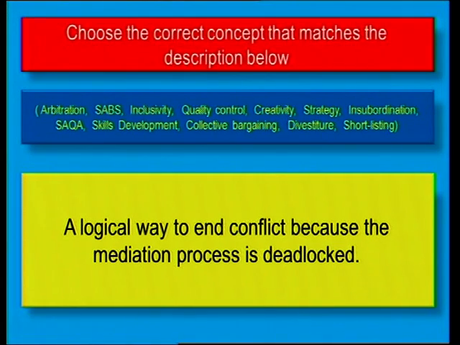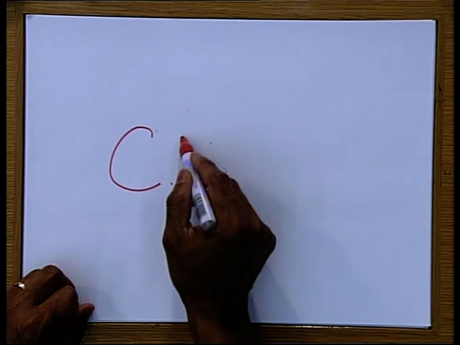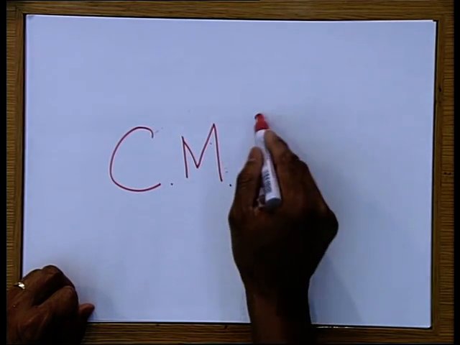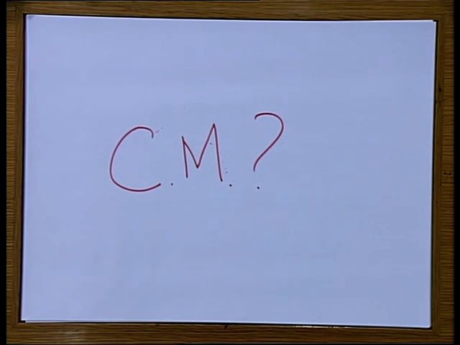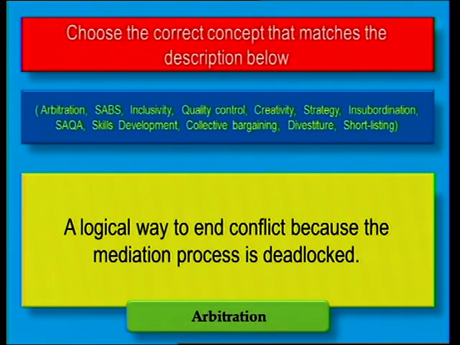You will recall the first one is called conciliation. The second one is called mediation. And the third one is called, what's the third one? Alright, do we have an answer? No answer yet? Maybe. The third one is called arbitration.